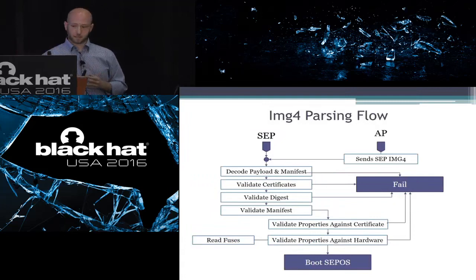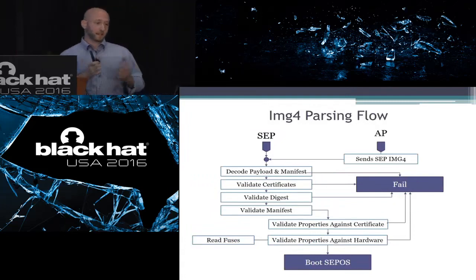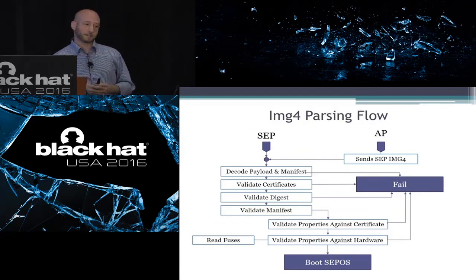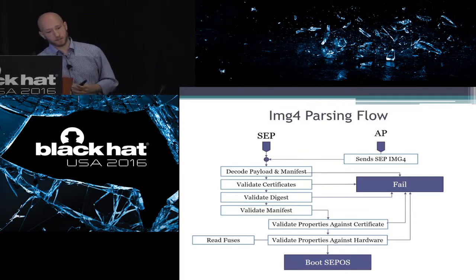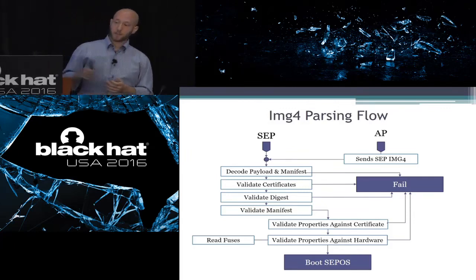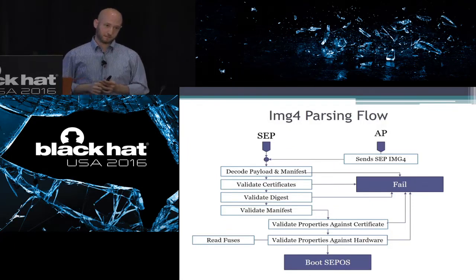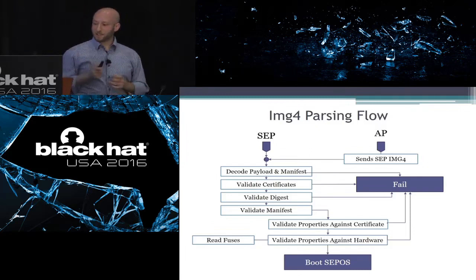So this is just a basic overview. As you can see, it just gets sent from AP to SEP and goes through each stage of verification. Once all the basics are validated, it goes down to validate the certificate, and finally the properties against the hardware. What's interesting is it reads the different security fuses to verify what settings are allowed in the manifest. So that's kind of an intro and what's going to be coming up later.